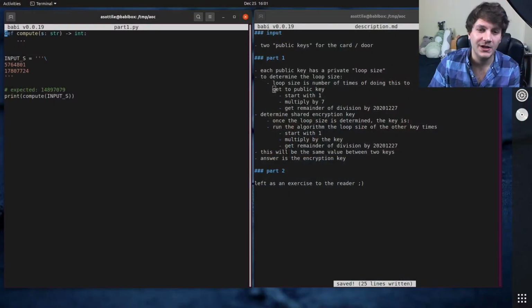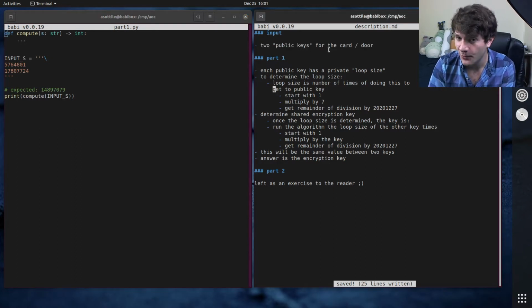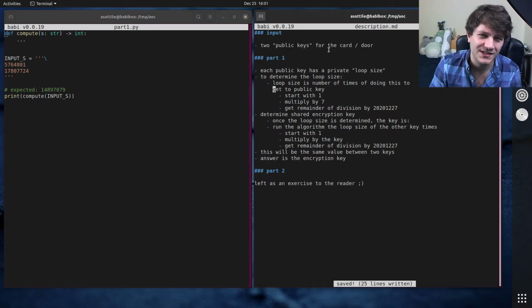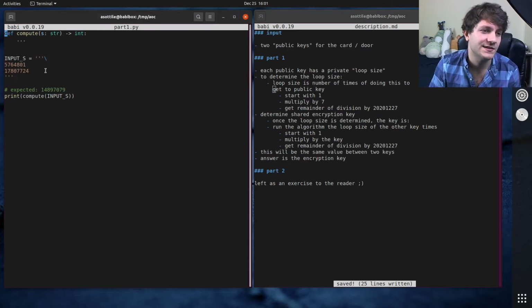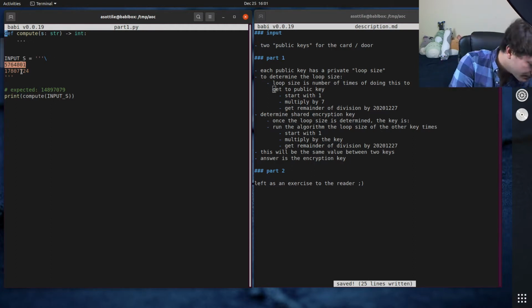Okay, so the input for our puzzle today is 2 public keys for a card and a door. The problem goes into a lot more detail about the card and the door, but it's mostly extraneous information for what we need to solve. And so this is the sample input. It doesn't matter which one is the card and the door due to the way the algorithm works out. So you could treat either of them as the card or the door.